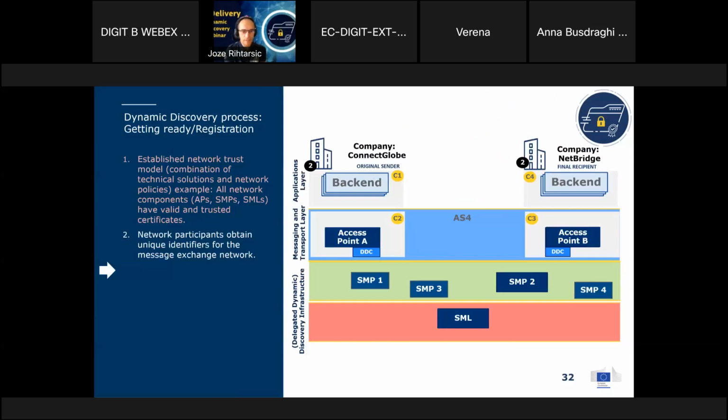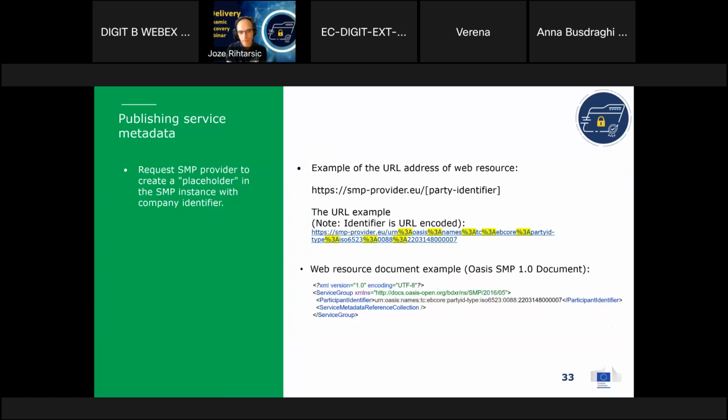So now we have defined how the identifiers must look in the network, and all the participants in the network have obtained their participant identifiers. The next part is to register service metadata to the chosen SMP. To start with the registration, first the company, in our case NetBridge, requests the SMP, in our example SMP2, to create a place for them to publish their metadata.